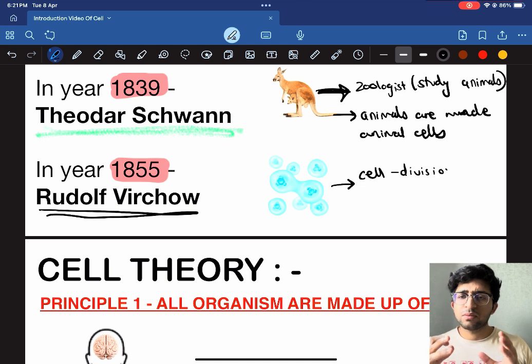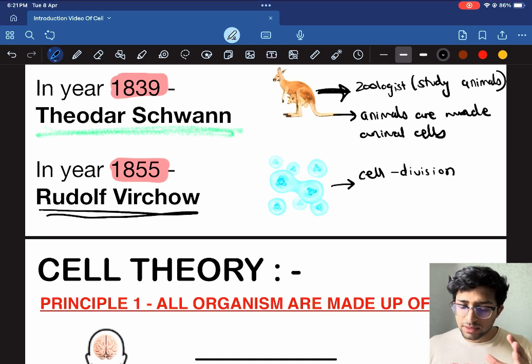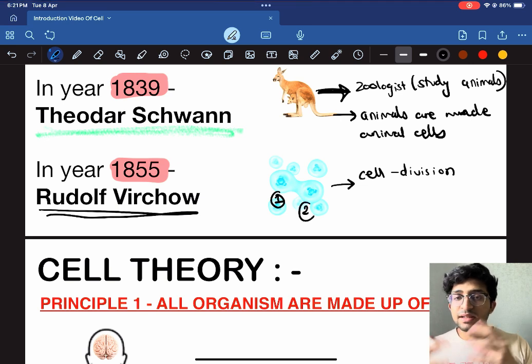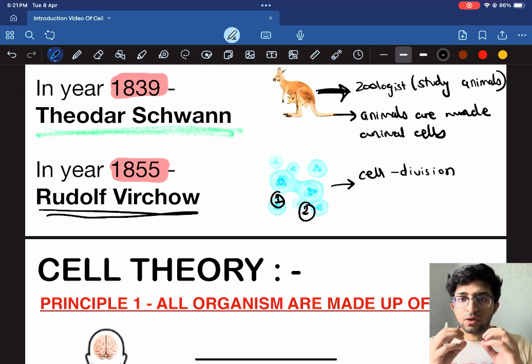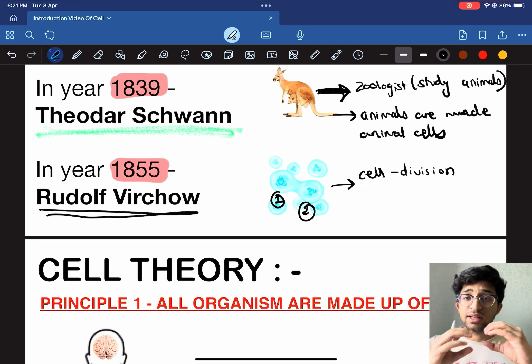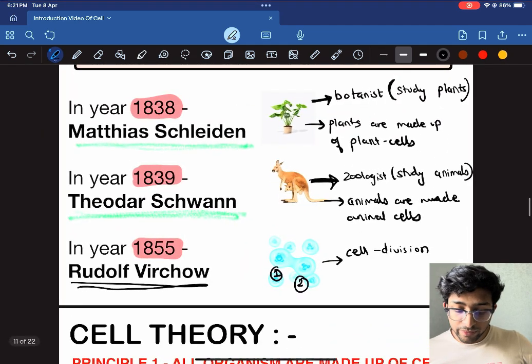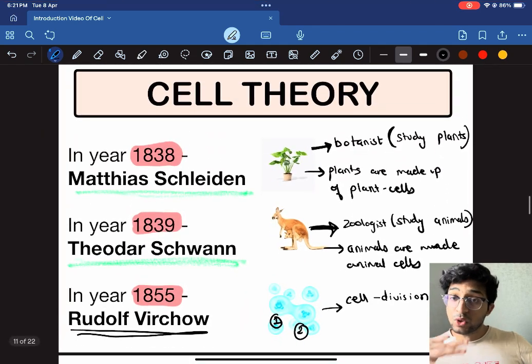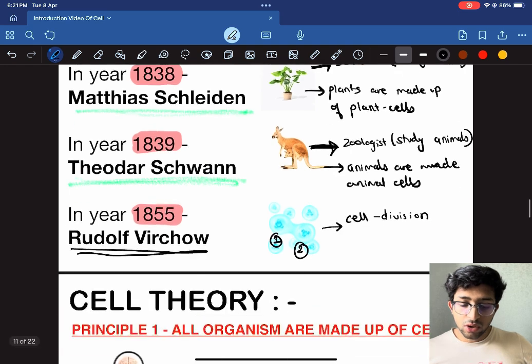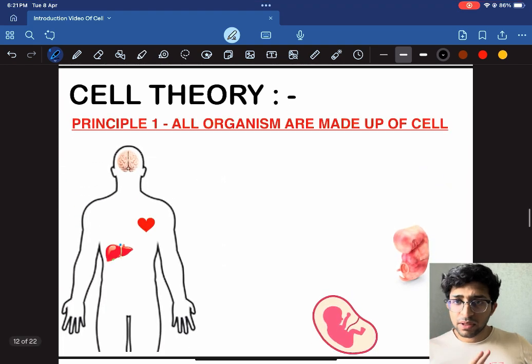That means one cell is able to generate another cell, right? Cells don't come out of nowhere. They go through mitosis, or cellular division. From one cell come two cells, right? So these three guys came up with one concept, and together they made a theory called cell theory. There are three principles, so one by one, let's get to know what these mean.